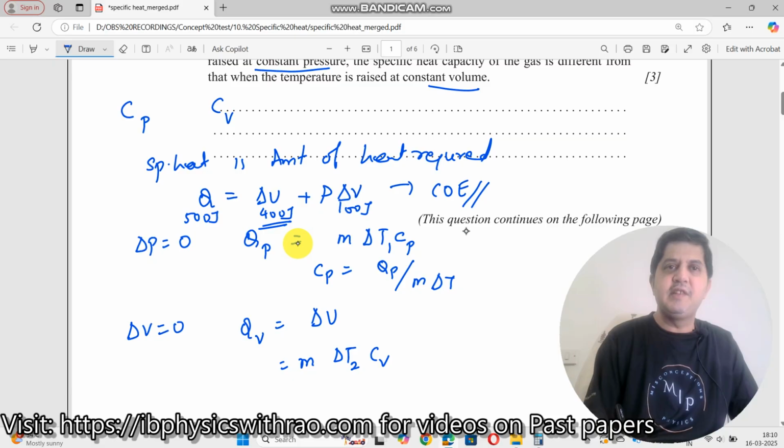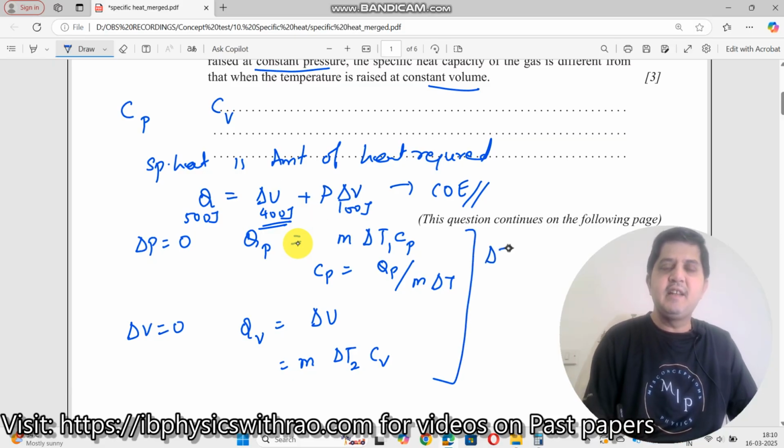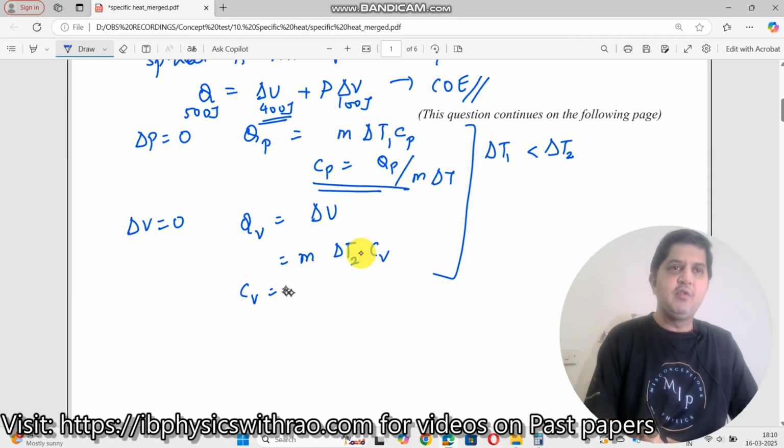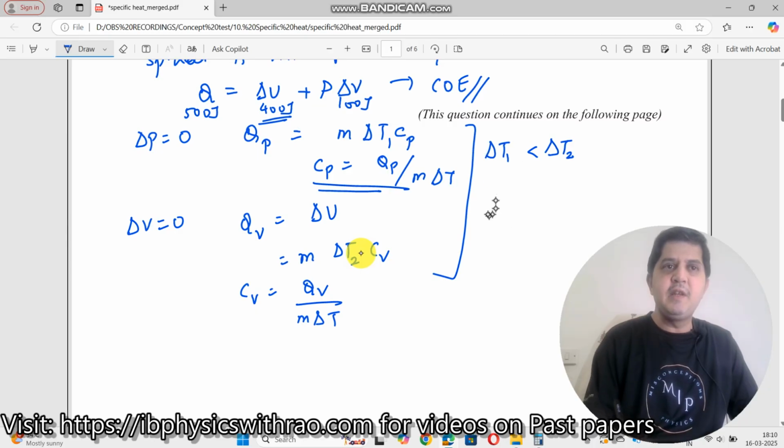So from these examples, I can say that delta T1 would be less than delta T2, right? The temperature rise here would be lesser than the temperature rise here. In a similar way to how I defined it over here, I'll write Cv is equal to Qv divided by M delta T. Therefore Qp and Qv are the same. I am supplying the same amount of heat energy. Q is not changing. M is also not changing. So Cp and Cv are inversely proportional to the change in temperature. From here I can write Cp is greater than Cv.